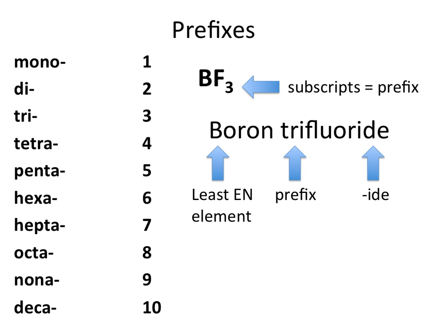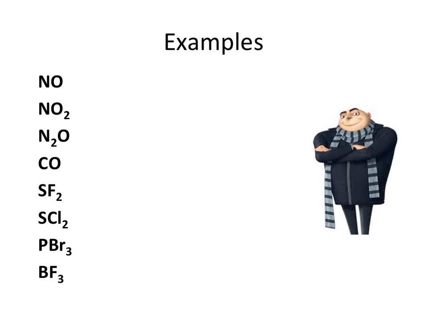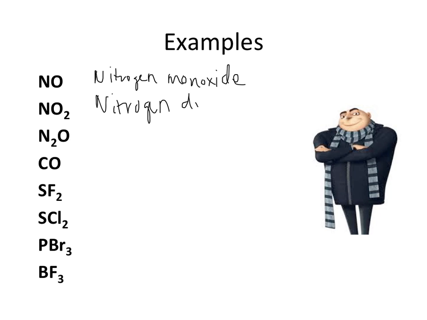So let's do some practice. Okay, so this first example here, NO. Okay, so nitrogen is the least electronegative. So nitrogen monoxide. Okay, as the next example we have nitrogen. There's 2 oxygens, so it's dioxide. Okay, notice once again, guys, I am not using the mono prefix on the first element. Okay, dinitrogen monoxide.